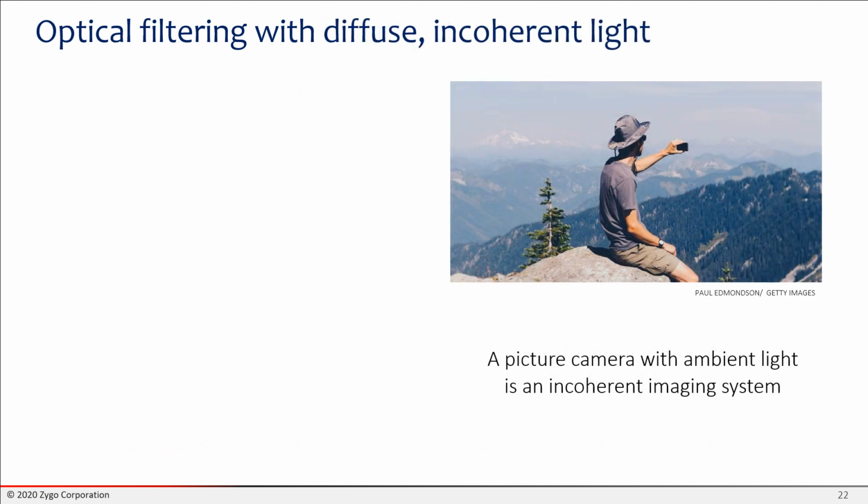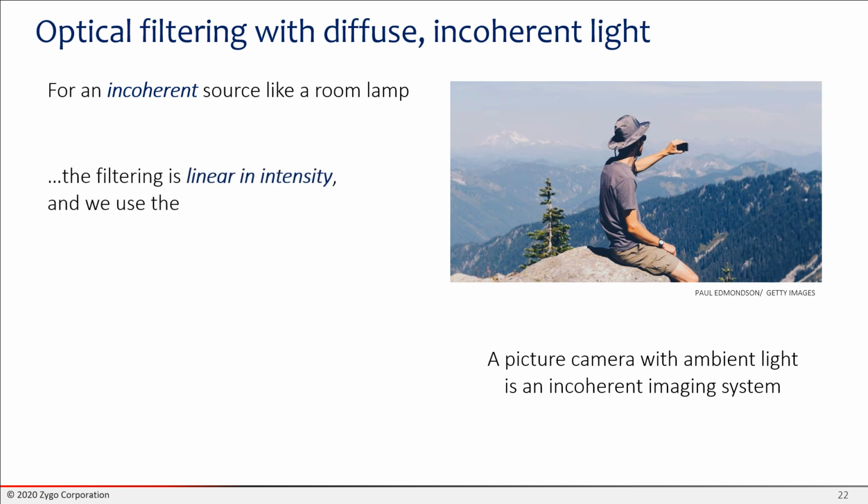If, on the other hand, the light source is incoherent, the light's coming from pretty much everywhere, like in the situation where you've got a picture camera and you've got ambient light from all around, or maybe it's a room lamp, something like that. That incoherent light source means that the filtering will be linear in intensity as opposed to complex amplitude. And for that, we use the optical transfer function. So the optical transfer function is for incoherent imaging, and the amplitude transfer function is for coherent imaging.